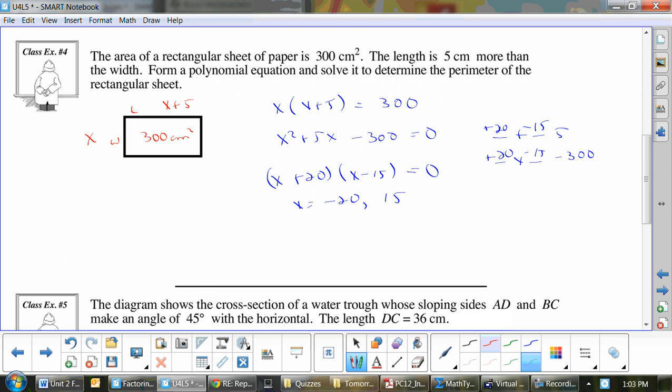You don't have to cut it up. This is a type 1. You don't have to do any grouping. You just pick those two numbers and put them in, 20 and negative 15.